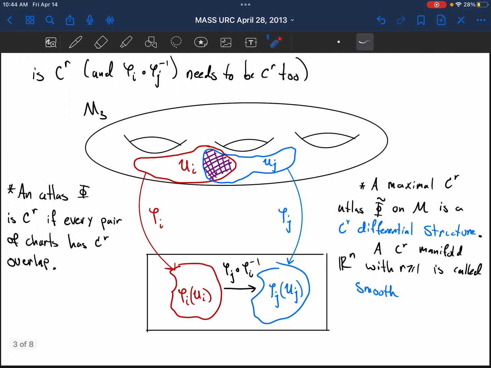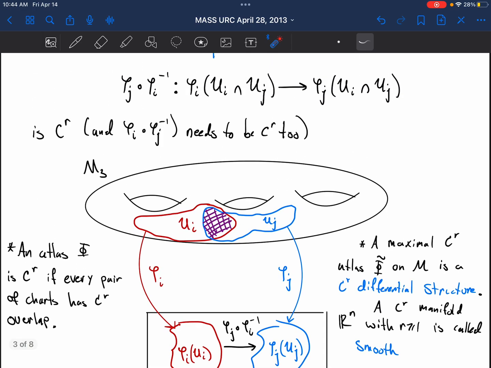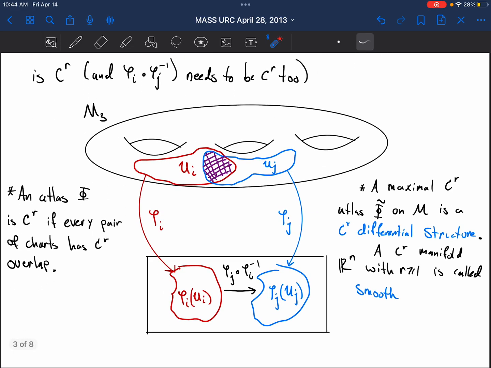So in the picture, you have U_i that projects down by phi_i, and U_j projects down by phi_j, and if this transition is a C^r map in the Euclidean sense, like with Jacobians and whatnot, then the charts have C^r overlap. That's pretty much it. And if you take a maximal C^r atlas, then it's going to be called a C^r differential structure on the manifold.